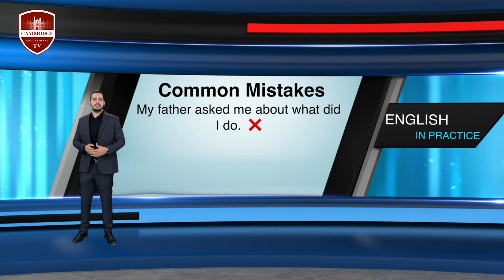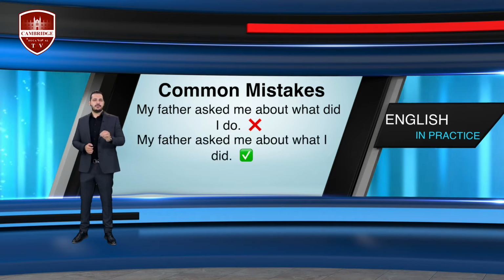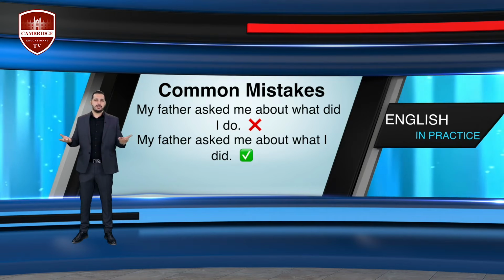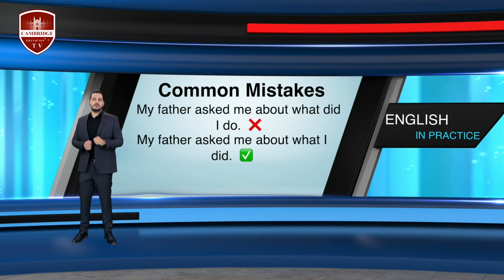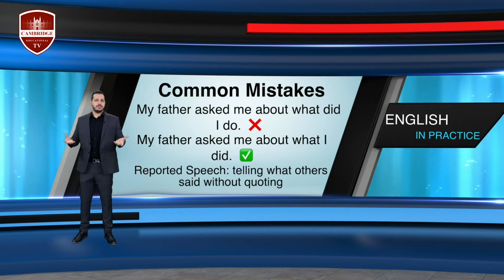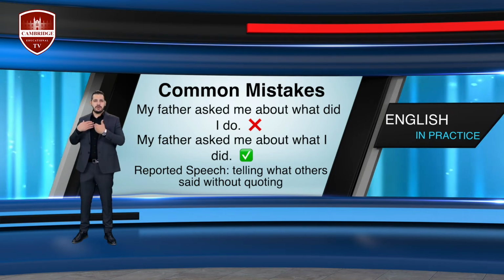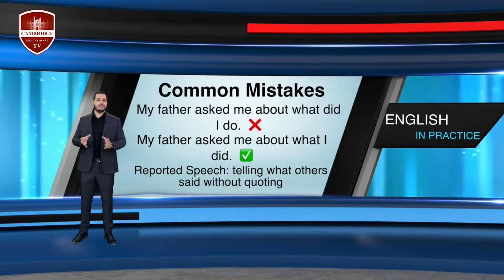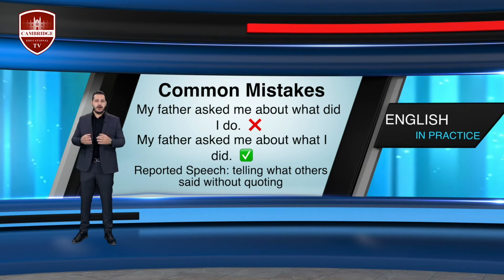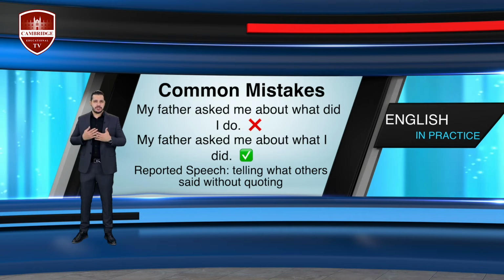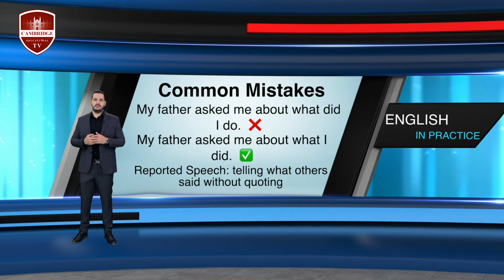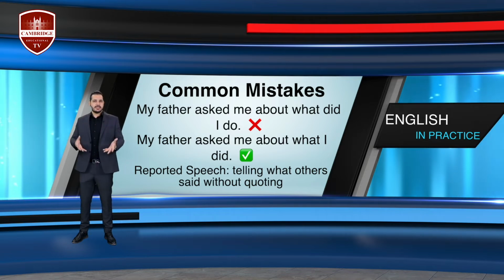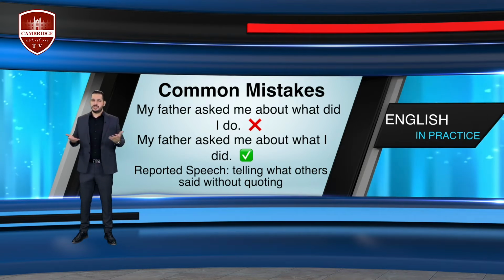Now, to fix this, we need to say, my father asked me about what I did. As you can see, there is no question, there is no inversion, there is nothing. This case is called reported speech. Reported speech happens when someone tells me something, and then I go to you and tell you what that person told me. Now, I don't use the exact words of this person. I use my own words, my own structures in order to give you the same idea, to express the same idea expressed by that person. So in this case, we don't need any questions, we don't need any inversion.